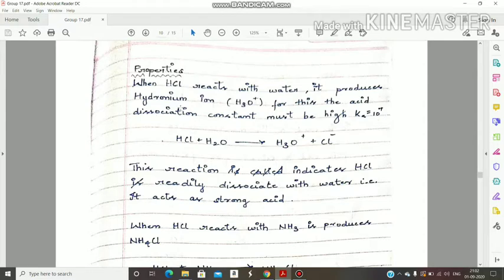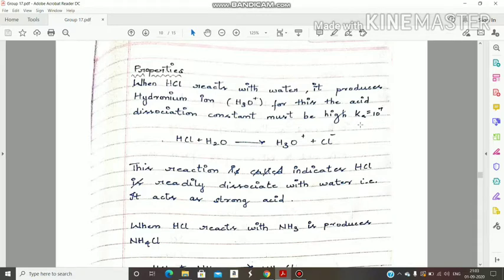Next, properties. When HCl reacts with water, then we get hydronium ion. That means this HCl undergoes dissociation into hydronium ion and Cl minus ion. That means this is an acid. When acid is present in water, it immediately undergoes dissociation. That is why the acid dissociation constant K is 10 to the power of 7. This indicates that HCl is a strong acid because the dissociation constant is 10 to the power of 7.